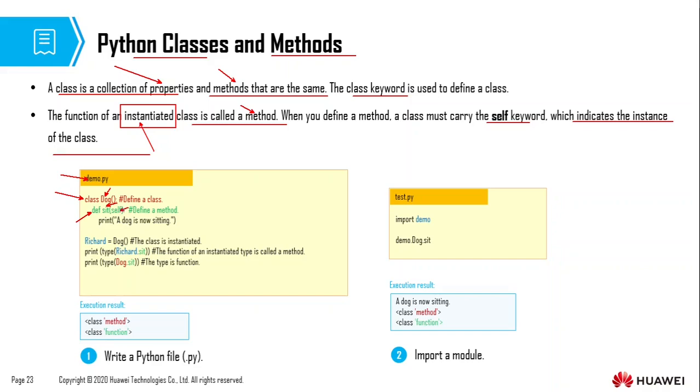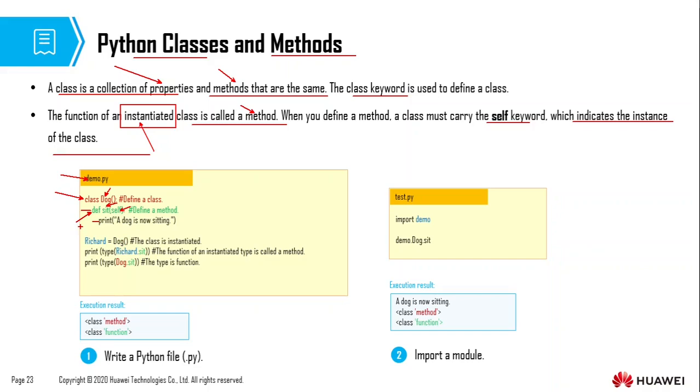Then of course we use the self keyword, meaning it is a function of this particular class. Then of course look at the indentation. You see, to say that this function is inside this class, we indent it like that. Then inside the function we have the print statement. We've indented it again to say that it's inside this particular function. So print a dog is now sitting. So inside that class we have that particular function.